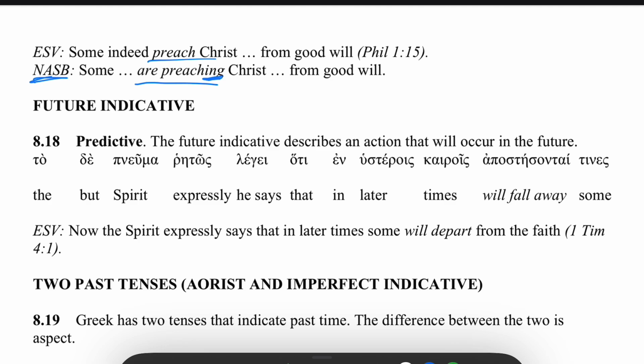We'll also see the future indicative. And this is going to be, in general, and these are summaries, this is going to be predictive. So the future indicative describes an action that will occur in the future. And this is the idea of will fall away or will depart on the aposteisontai verb there.